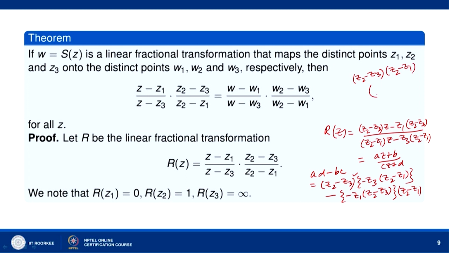what do we get? Minus Z3 here, and here what do we get? Z2 minus Z1, Z2 minus Z3. So, plus Z1. So, AD minus BC is Z2 minus Z3 into Z2 minus Z1 into Z1 minus Z3. Now, Z1, Z2, Z3 are your distinct points. So, AD minus BC is not equal to 0, and therefore, this transformation is a linear fractional transformation.